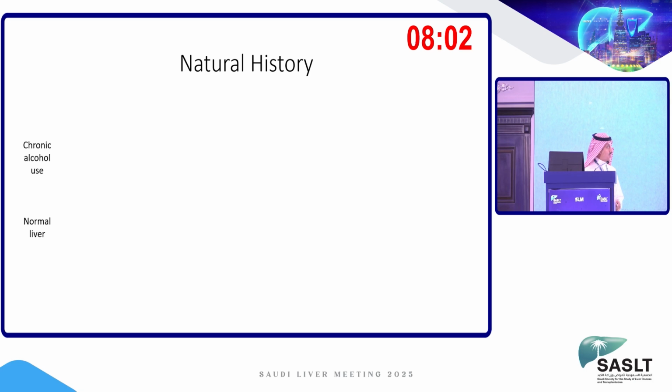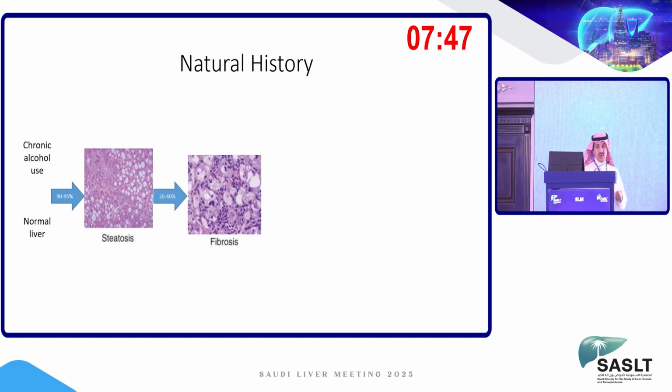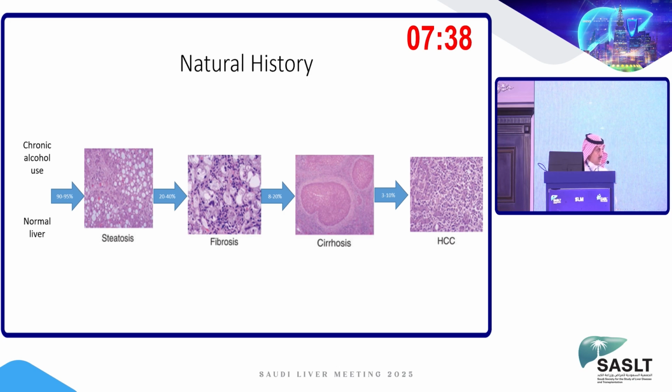So what is the natural history of alcohol-related liver disease? We have someone with chronic alcohol use. They have a normal liver to start with. With time, up to 90% of them will develop some sort of steatosis. Around 40% of those patients may develop fibrosis. With time, around 20% will develop advanced fibrosis or cirrhosis. Unfortunately, 10% of them will end up having hepatocellular carcinoma. But the course can be accelerated by another underlying liver injury, mainly hepatitis C infection, but also Hep B, genetic factors, obesity, etc. So it's very important to assess for other liver injuries when you evaluate a patient with alcohol use disorder in your clinic.